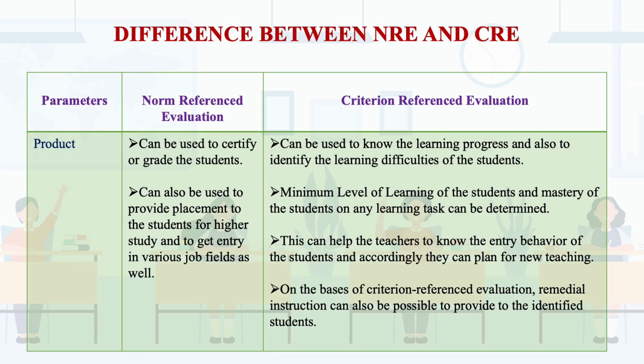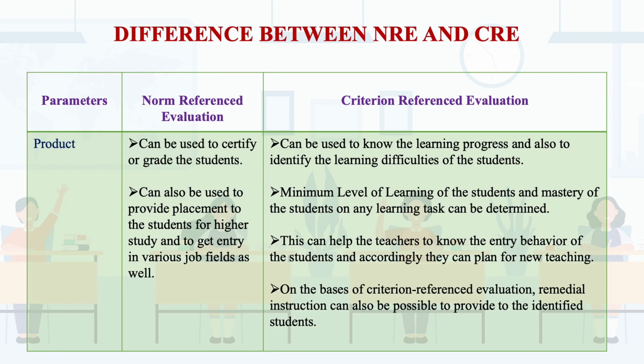to differentiate norm reference and criterion reference evaluation so far as the parameter of product is concerned. You see, in norm reference evaluation, it can be used to certify or grade the students, just like a summative type of evaluation, and it can also be used to provide placement to the students for higher study and to get entry in various job fields as well. So friends, try to understand.